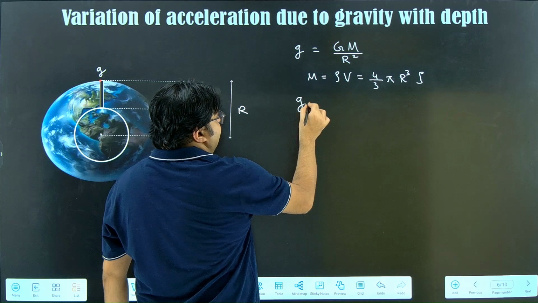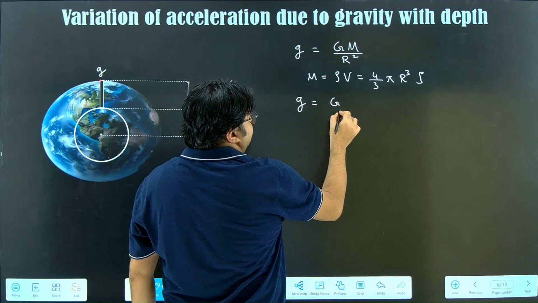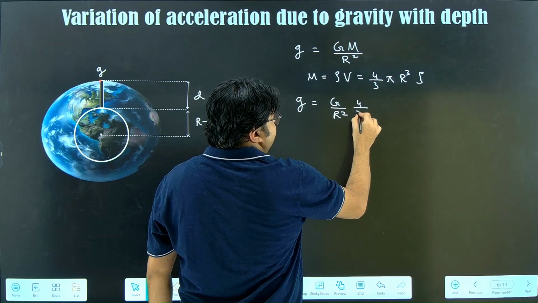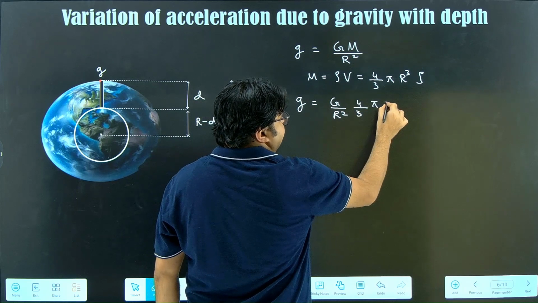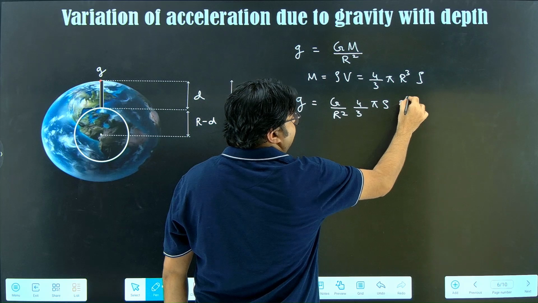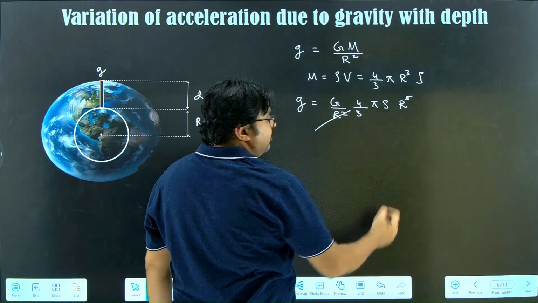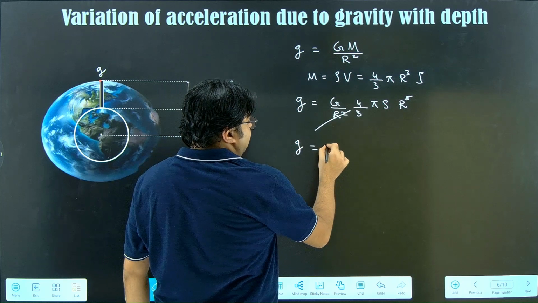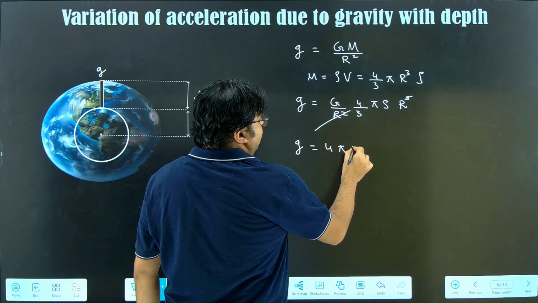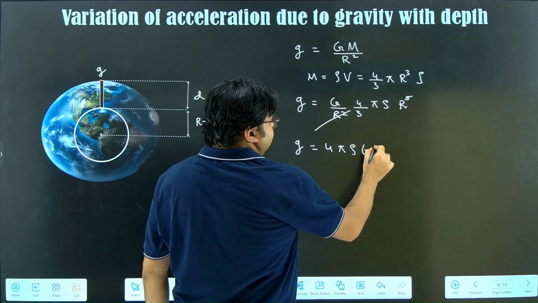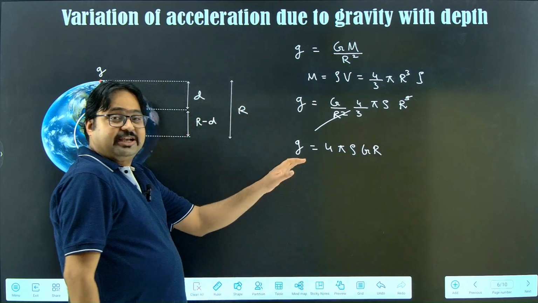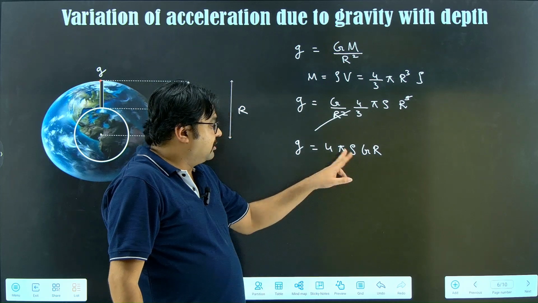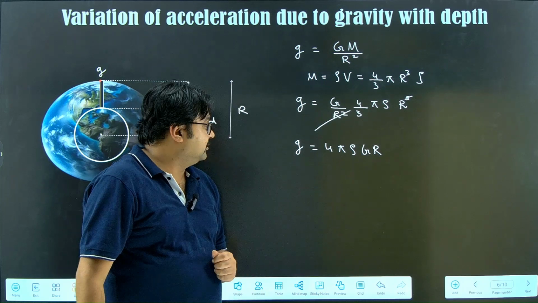Substituting it there, we have g being equal to G divided by R square into 4 divided by 3 pi rho R cube. The square and cube get cancelled. When that is the case, g becomes equal to 4 pi rho G multiplied by R. This is the expression for acceleration due to gravity for any planet in terms of its density and radius.